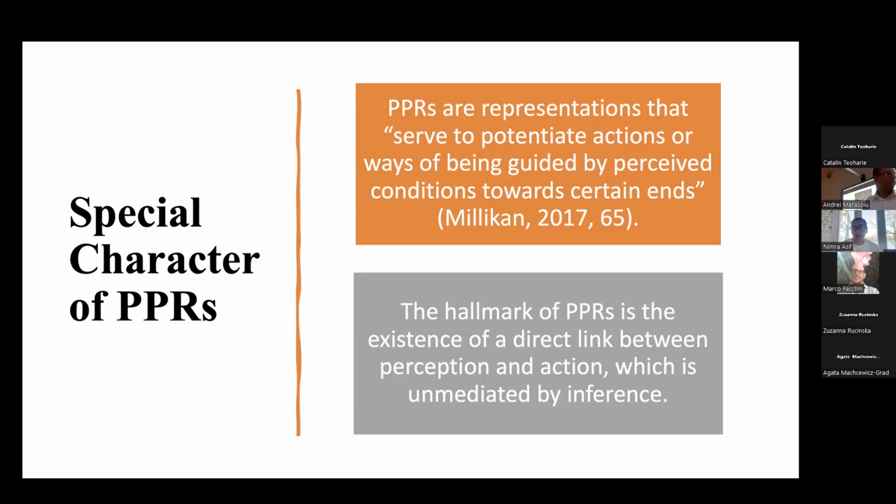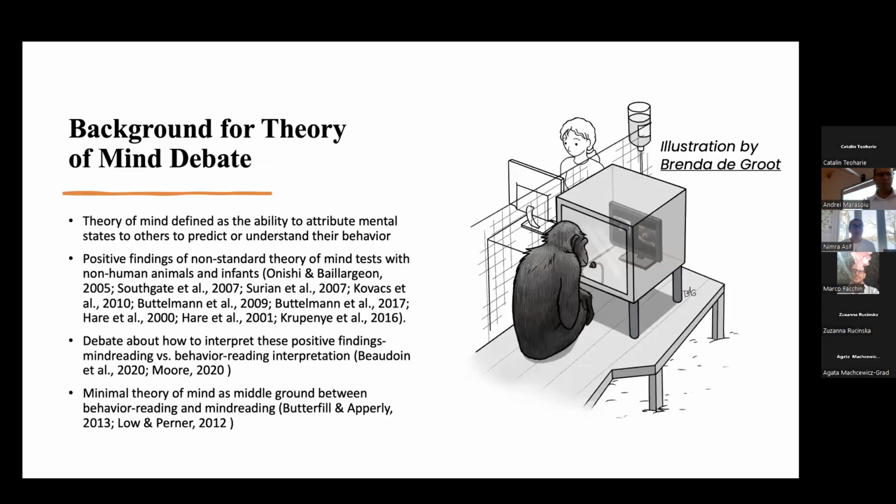And now I want to move on to the second part. So I think PPRs can play an important role in moving the debate about whether non-human animals and infants can understand other minds forward. So before I get into that, I'm just going to give some background for the theory of mind debate. So as I'm sure many of you know, theory of mind is defined in the literature as this ability to attribute mental states to others to predict or understand their behavior, explain their behavior usually.